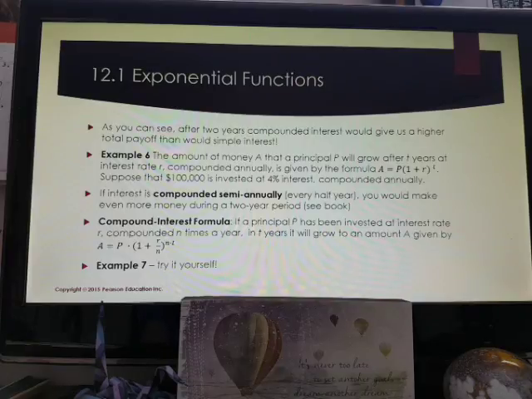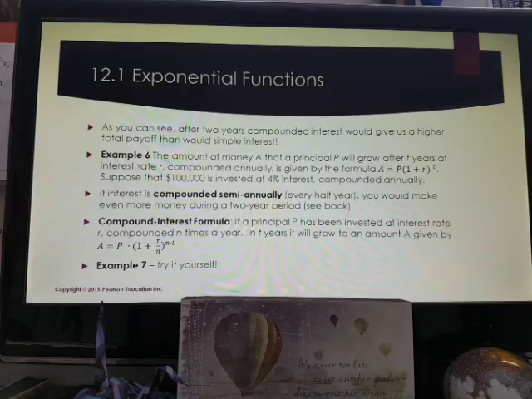So for example 6 in your text, you can see this on page 871 there. Basically, it tells us the amount of money A that a principal P will grow after T years at interest rate R. I know this is very complicated with all the variables, but basically it's saying that the amount of money that you get overall, A, that a principal P, so principal is the initial amount you invest, will grow after T years, so T is the number of years, at interest rate R, so R is your interest rate, compounded annually, is given by the formula A is equal to P times 1 plus R all to the T.